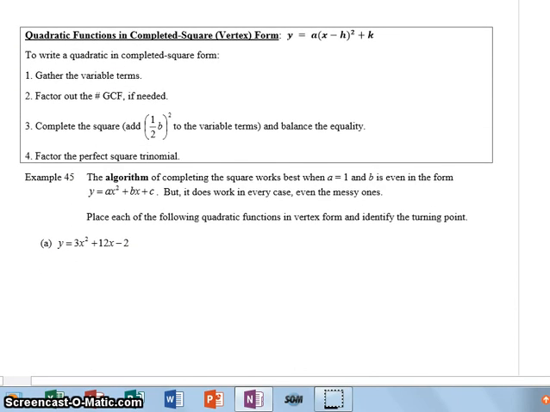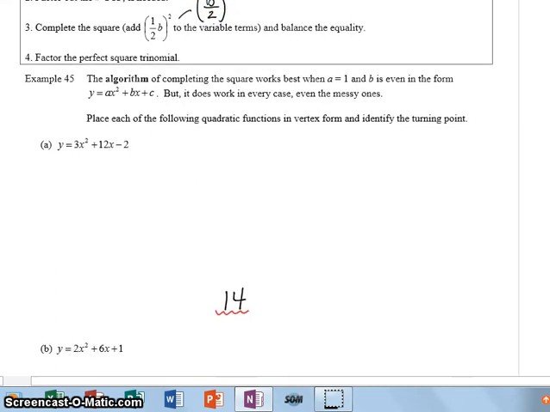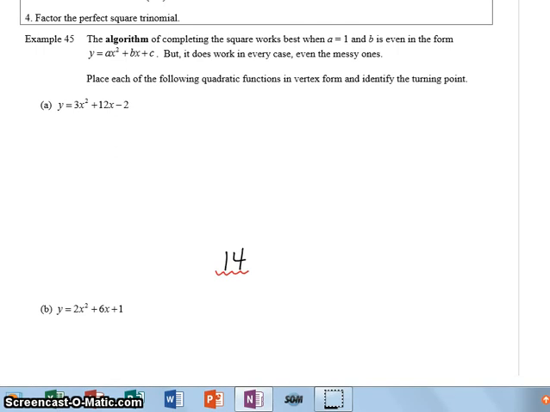Now, these are just the directions on how to complete the square. And again, you'll notice right here, that's really just b divided by 2 instead of doing 1/2 times b, quantity squared. All right, example 45. The algorithm of completing the square works best when a is equal to 1 and b is an even number in the form. But it does work in every case, even the messy ones.